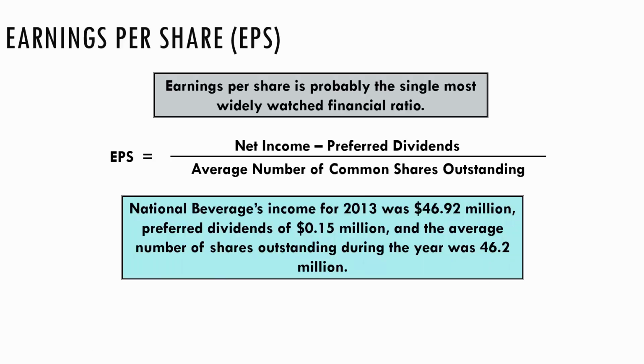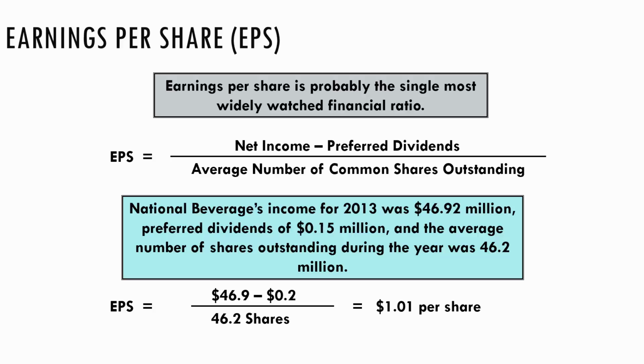So here we have National Beverage income of $46.92 million. They had preferred dividends of $0.15 million. And the average number of shares is 46.2 million. So you put the numbers in and find that earnings per share is a little over $1 per share. Now this in and of itself really doesn't have meaning. What you need to do again is compare this for National Beverage's earnings per share in the past periods, and you also might compare National Beverage to other companies, similar companies, and how much their earnings per share would be.